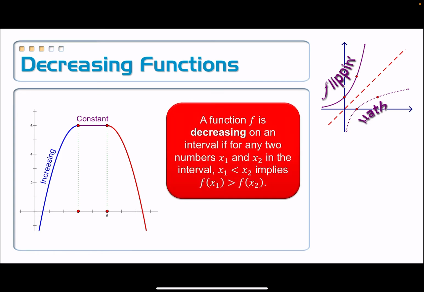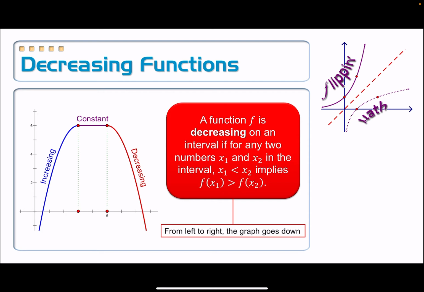However, for decreasing, a function f is decreasing on an interval if for any two numbers x sub 1 and x sub 2 in the interval, x sub 1 being less than x sub 2 implies f of x sub 1 is actually bigger than f of x sub 2. It means that the graph of your function is going downwards as you move from left to right. It also means that as the x's get bigger, moving from left to right, your y values are getting smaller. Right? So here are the algebraic definitions for increasing and decreasing.